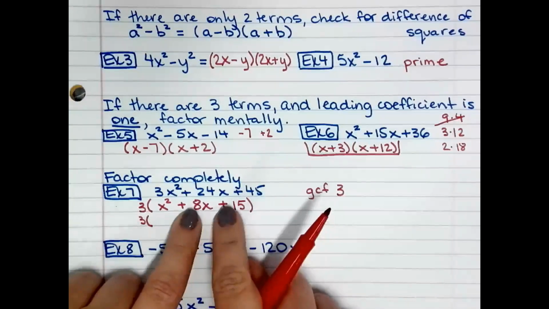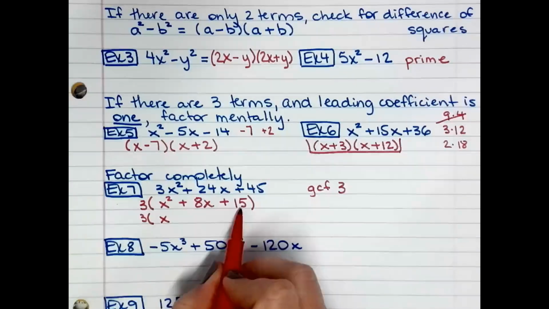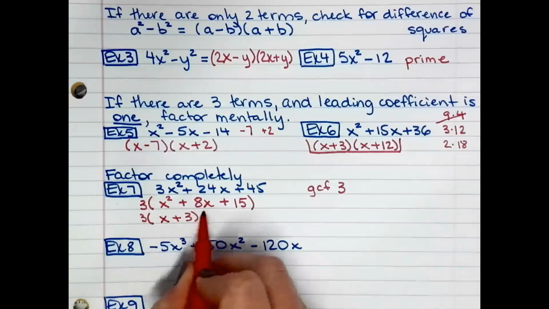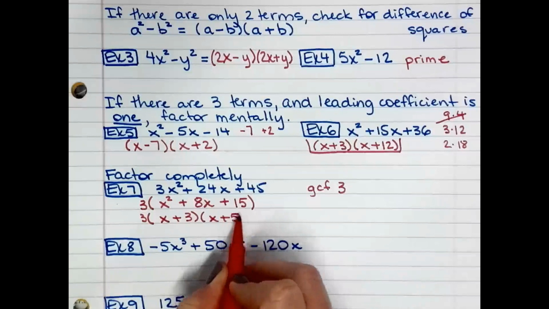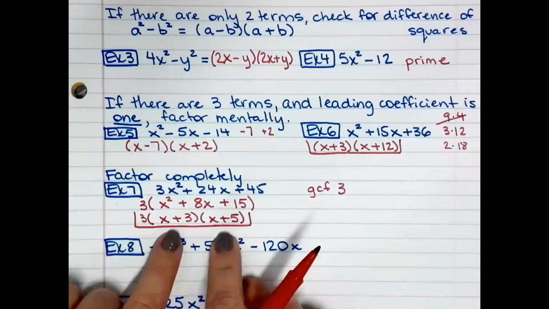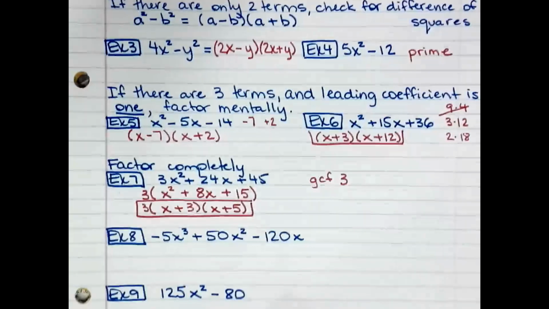So good thing they're both positives. So easy money right there. So 3 times 5 is 15. 3 plus 5 is 8. Double check one last time. There's nothing else I can do to keep factoring. So when you cannot factor any longer, you're done.